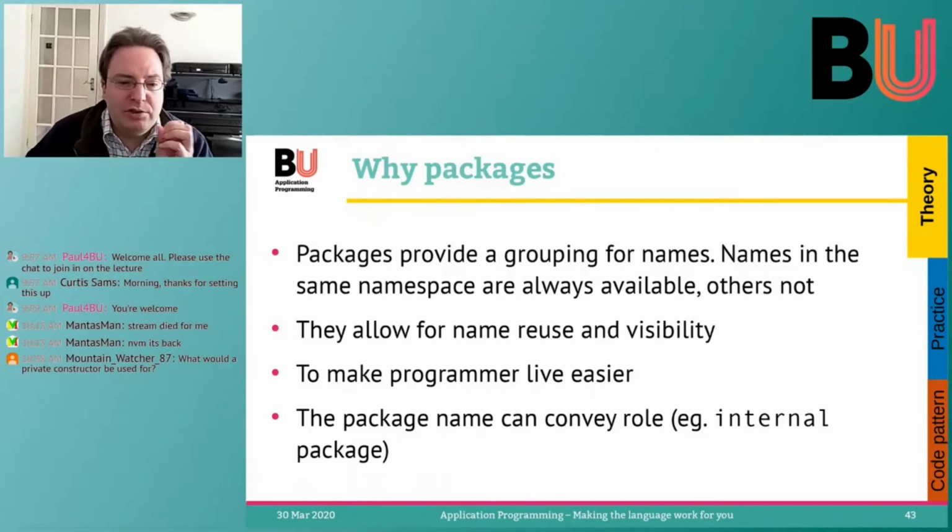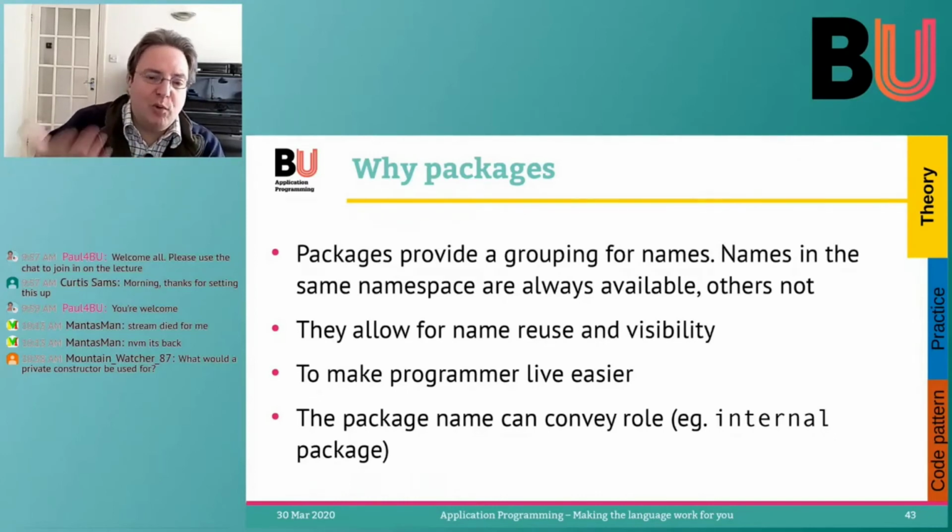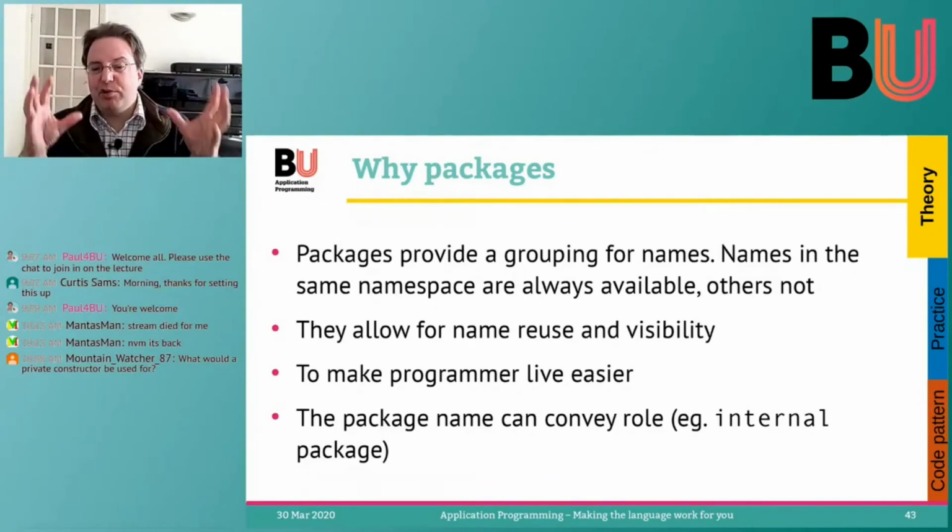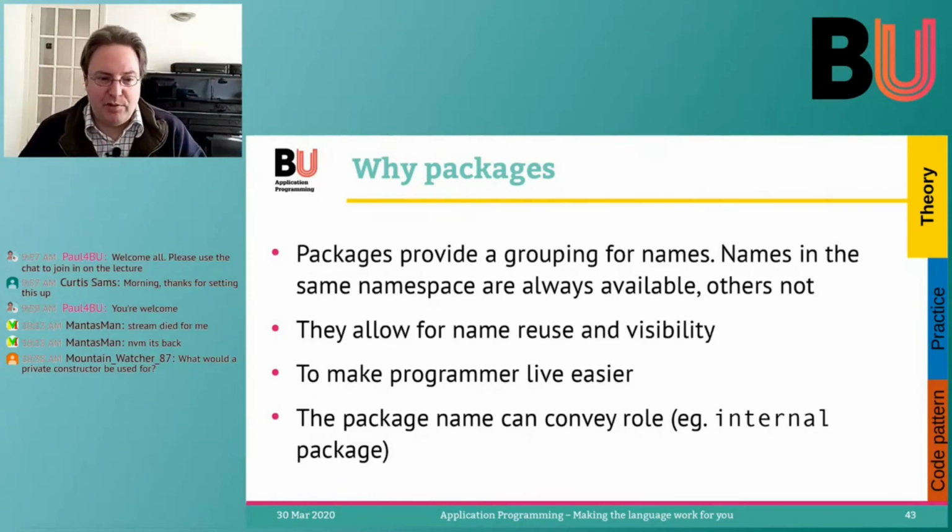So packages do a number of things, even in Kotlin. They provide a grouping for names, for class names, for function names, or for variable names, for field names, for constant names. And within the same package, names are always available with that name. You can, of course, also have import statements to use things from other packages, but you have to import those. Within the same package, you do not. They also allow you to have multiple things with the same names in different packages happily coexist.